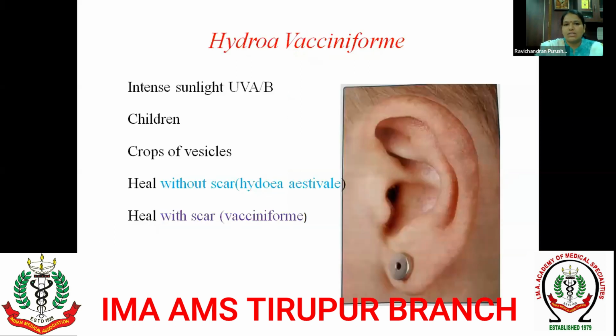Then when we come across the word Hydroa Vacciniforme, here we can appreciate very small vesicular lesions over the pinna. This is more common in children because of intensive sunlight, UVA and UVB. Usually these lesions can heal with scar or without scar. When the lesions heal with scar, it is called Hydroa vacciniforme, or if it is without scar, it is called Hydroa aestivale.